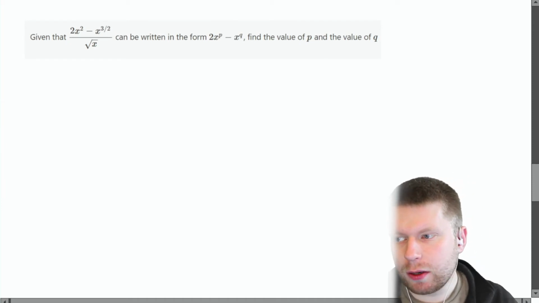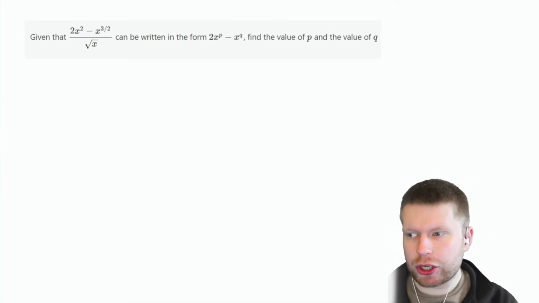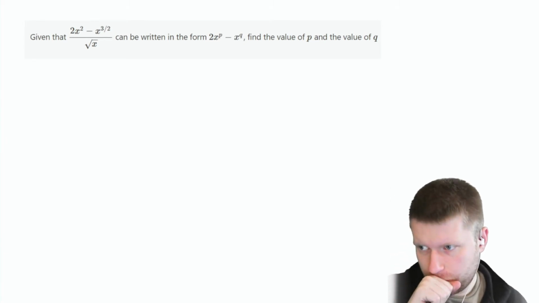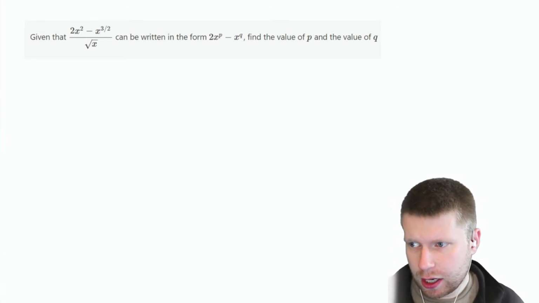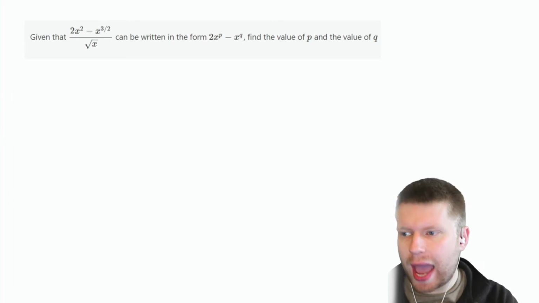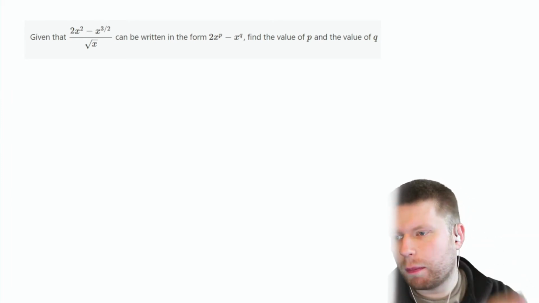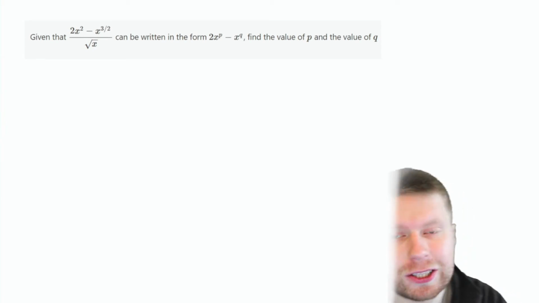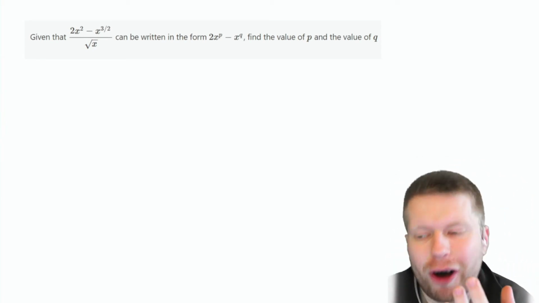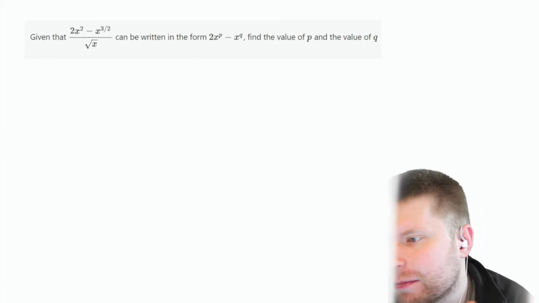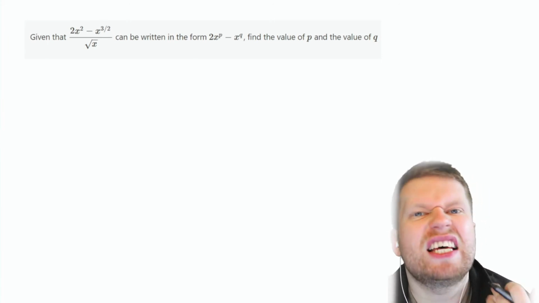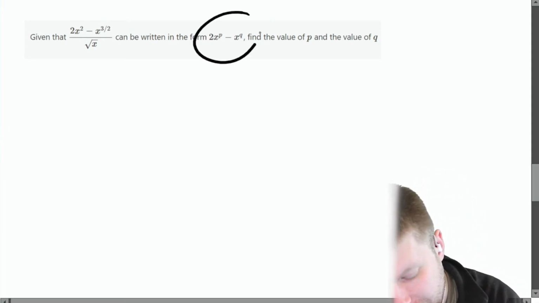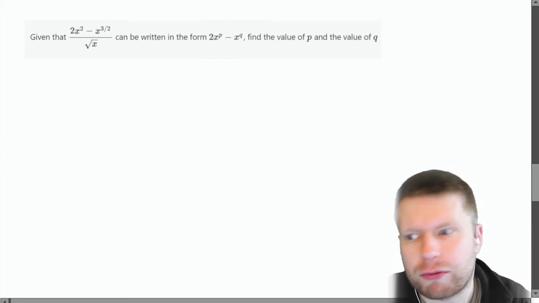Okay, so with this question then, we've been given that an expression involving 2x squared minus x to the power of 3 over 2, all divided by the square root of x, should just be written in this form of 2x to some power minus x to some power, where p and q are just powers. Okay, so ultimately all we're being asked to do here, it's quite a complicated way of asking. Here we have 2x squared minus x to the power of 3 over 2 over square root of x, simplify it. That's ultimately what this question is saying. It's just saying that we want it written in this form, which to me looks like a simplified form.